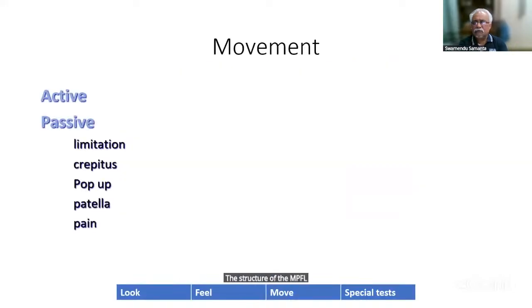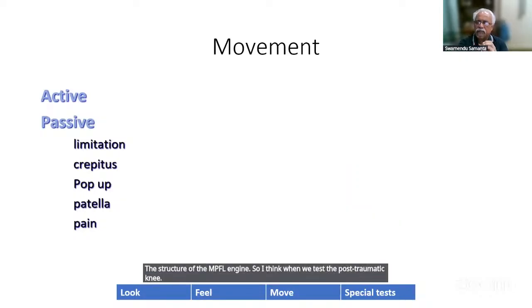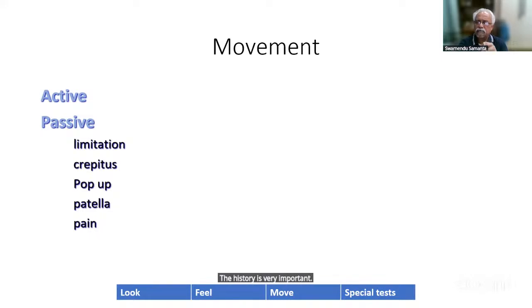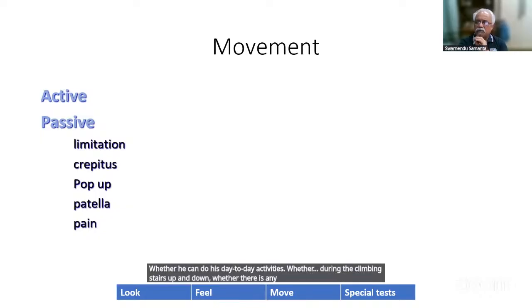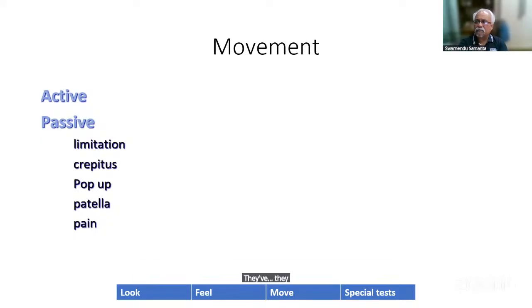So when we test the post-traumatic knee, the history is very important. Ask when it hurts most, where the pain is, whether he is confident on his knee, whether he can do his day-to-day activities, and whether there is any pain while climbing stairs up and down. Sometimes with the PCL, they will say they feel pain only while coming down, which is the classic of chronic PCL injury. So history is very important.